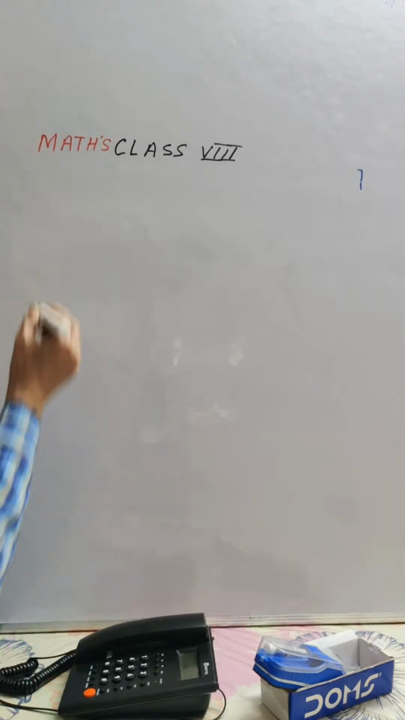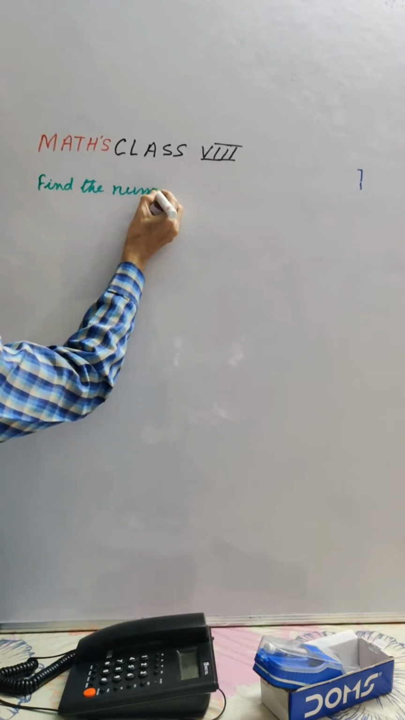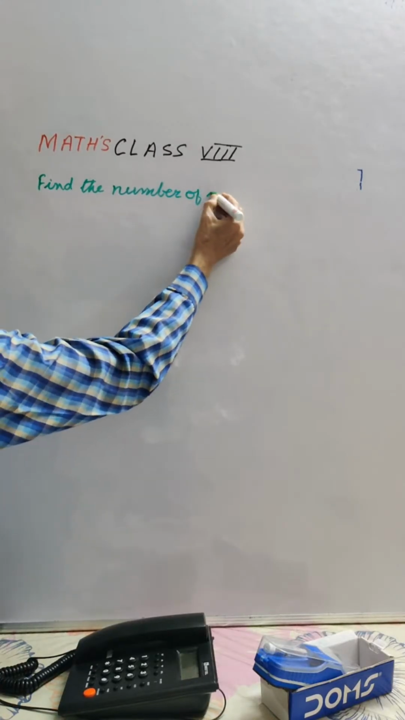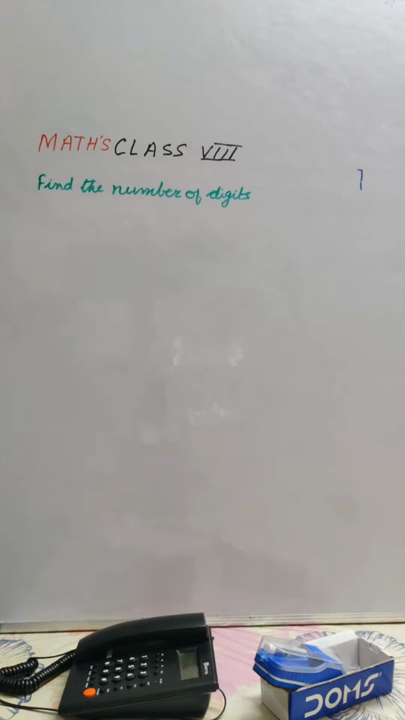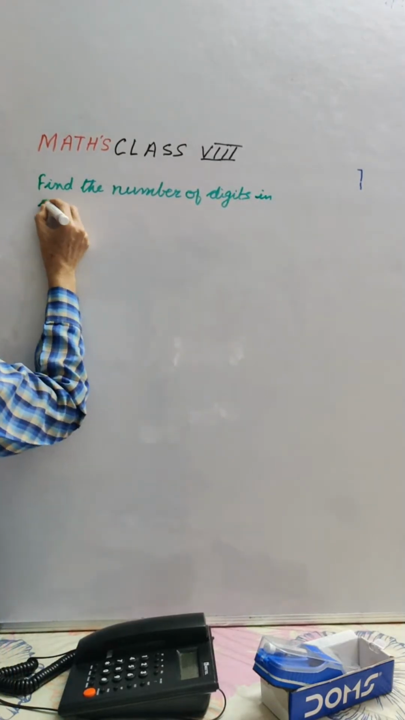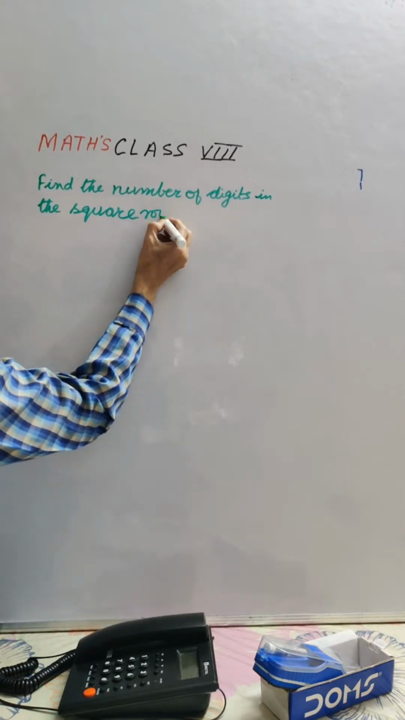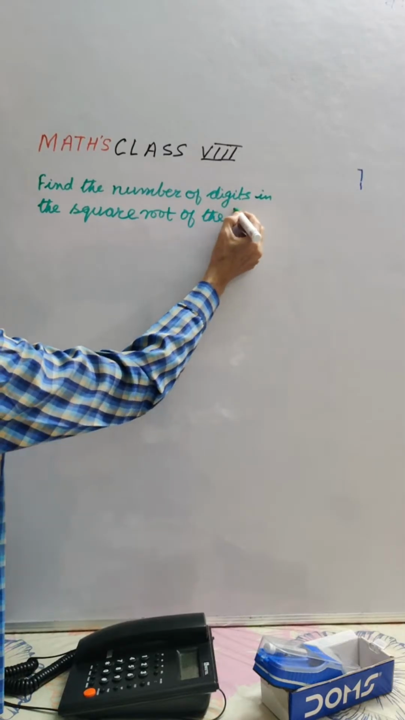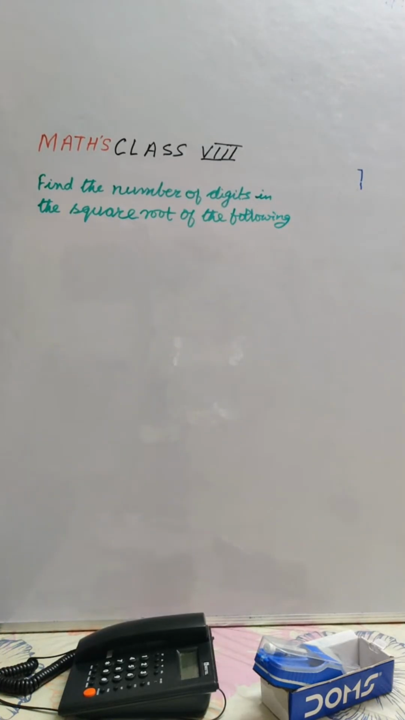Find the number of digits in the square root of the following without any calculation. Without calculating. So कैलकुलेशन हमें नहीं करनी है और हम नंबर ऑफ डिजिट्स बताएंगे कितने होंगे इसके स्क्वायर रूट में.